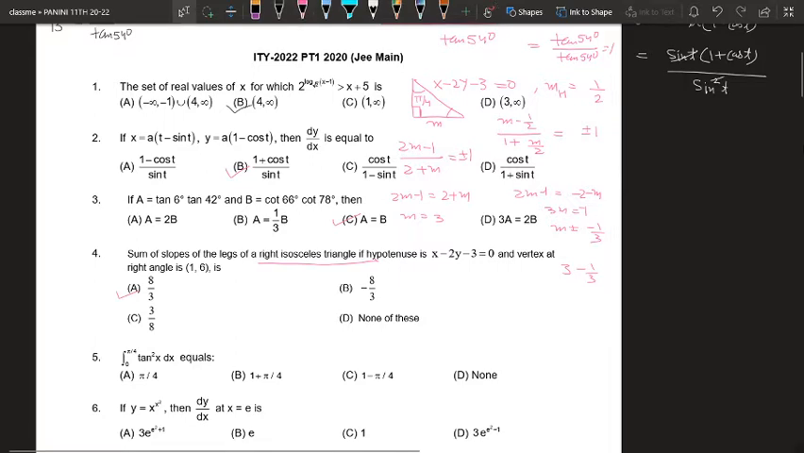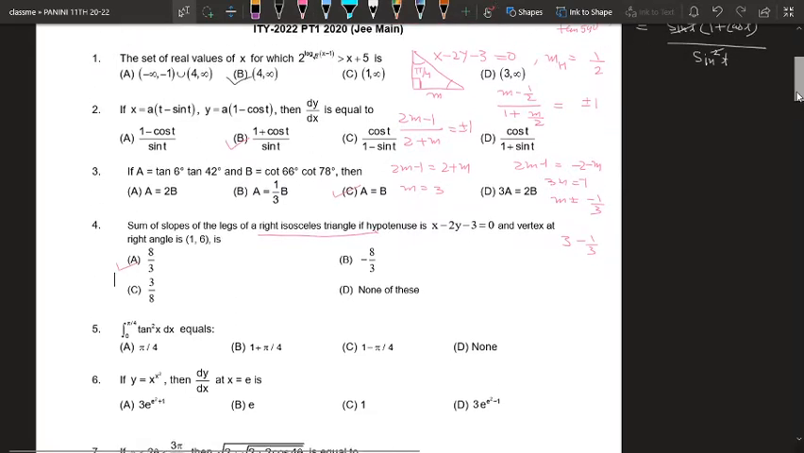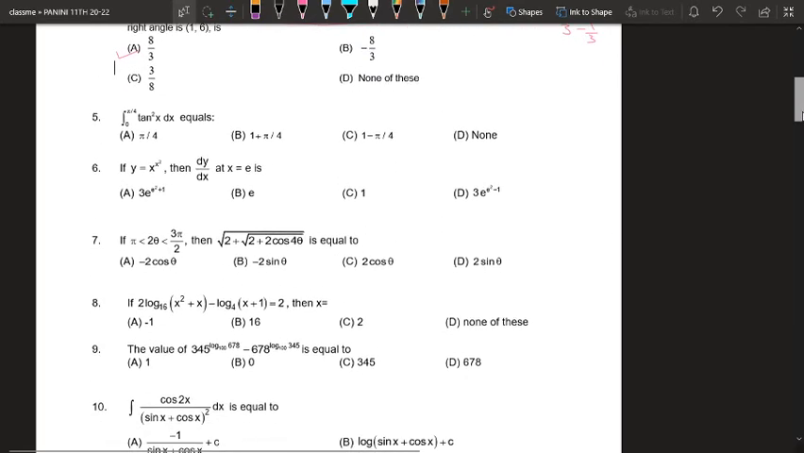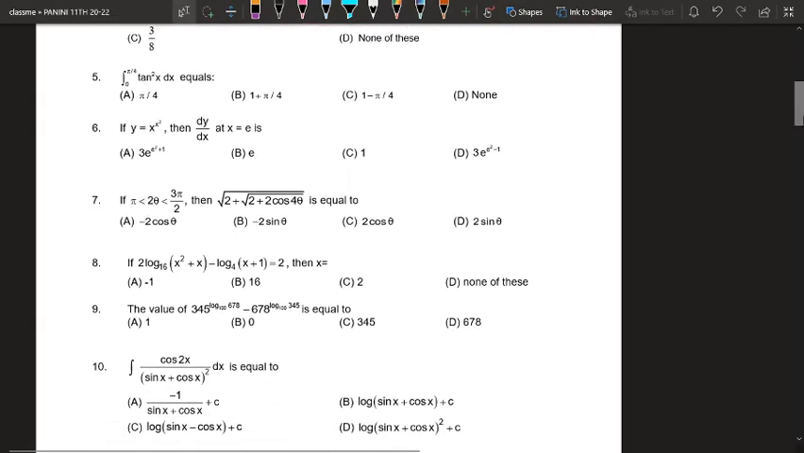Okay, now next problem is integration of 0 to pi by 4 tan square x. We don't know the direct formula of tan square x, but the identity. Now tan square x, we can write sec square x minus 1. 1 plus tan square x is equal to sec square x, then dx.